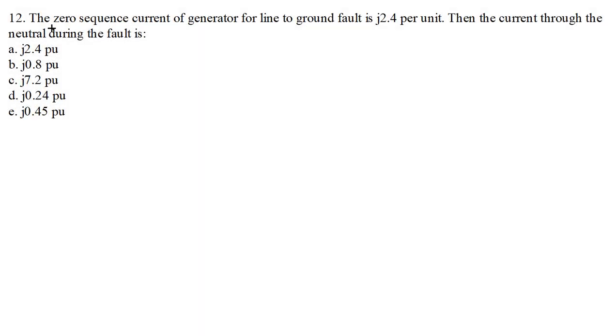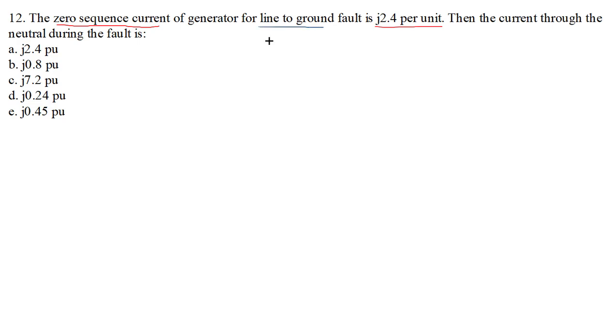So question number 12. The zero sequence current of generator for line to ground fault is J2.4 per unit. Then the current through the neutral during the fault is. So here what they have given is the zero sequence current as J2.4 per unit, and the nature of fault they have mentioned as line to ground fault.